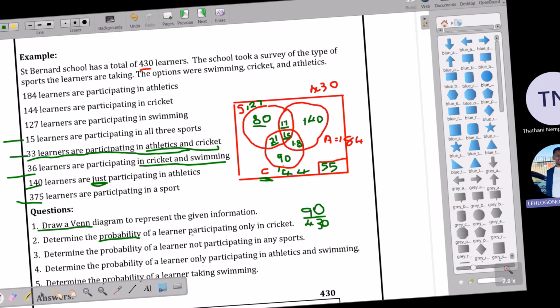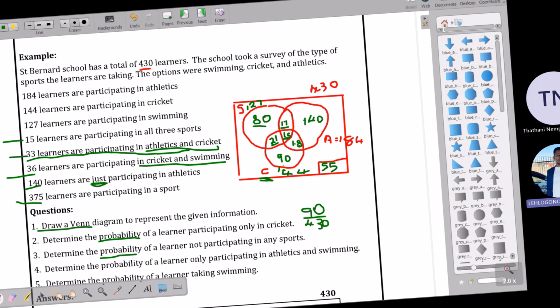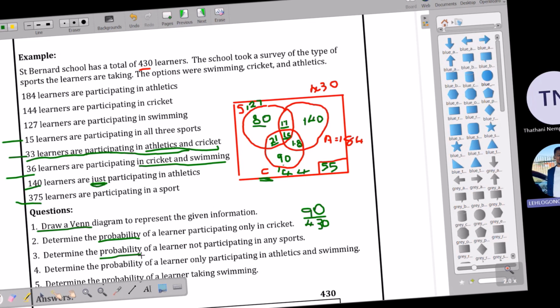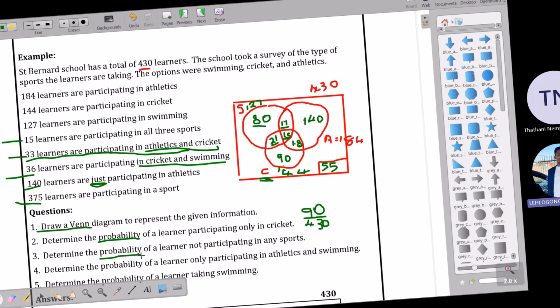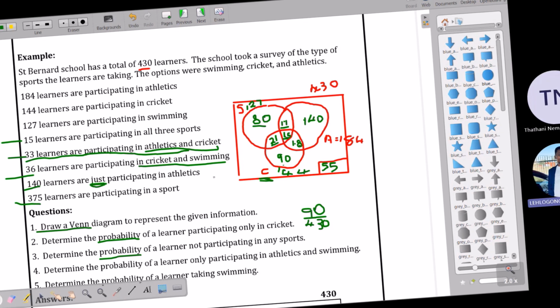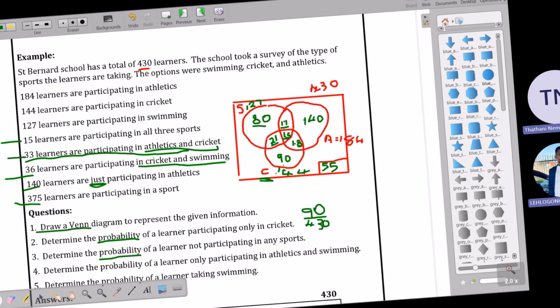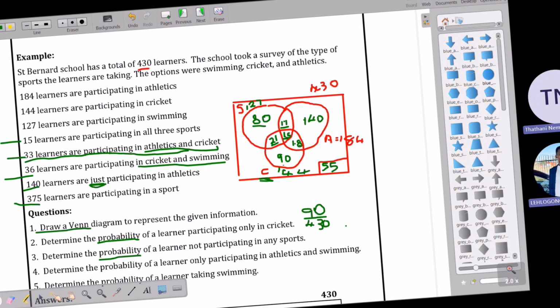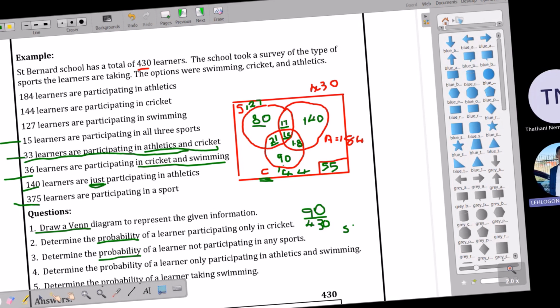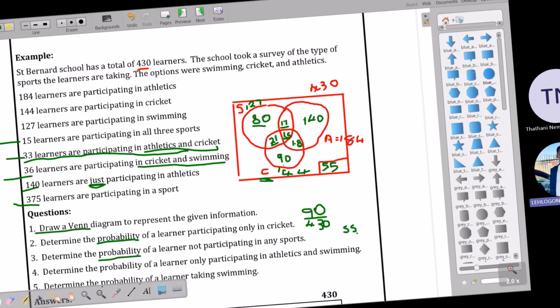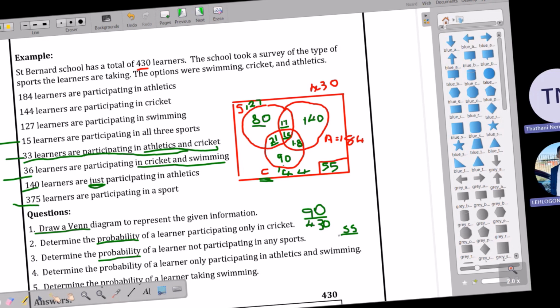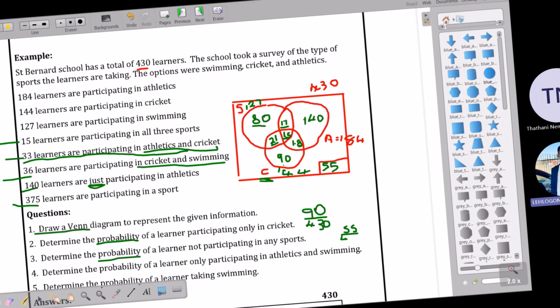Next question: probability of learners not participating in any sport, which means they are not in the circles. How many? 55. 55 out of 430. Correct.